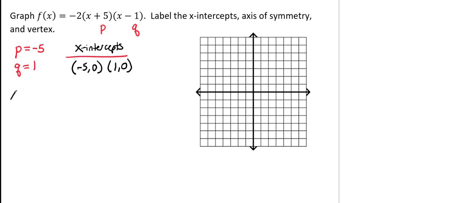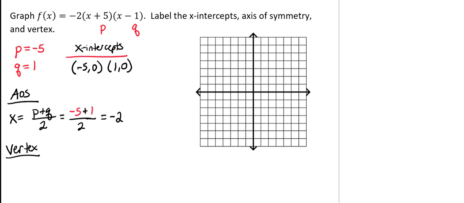All we need to find now is our vertex. To do that, we're going to start by finding our axis of symmetry. Remember that equation is p plus q divided by 2. So let's plug that in. We have a p value of -5, and we're going to add that to our q value of 1, and then divide that by 2, which is going to give us a value of -2 for our axis of symmetry.